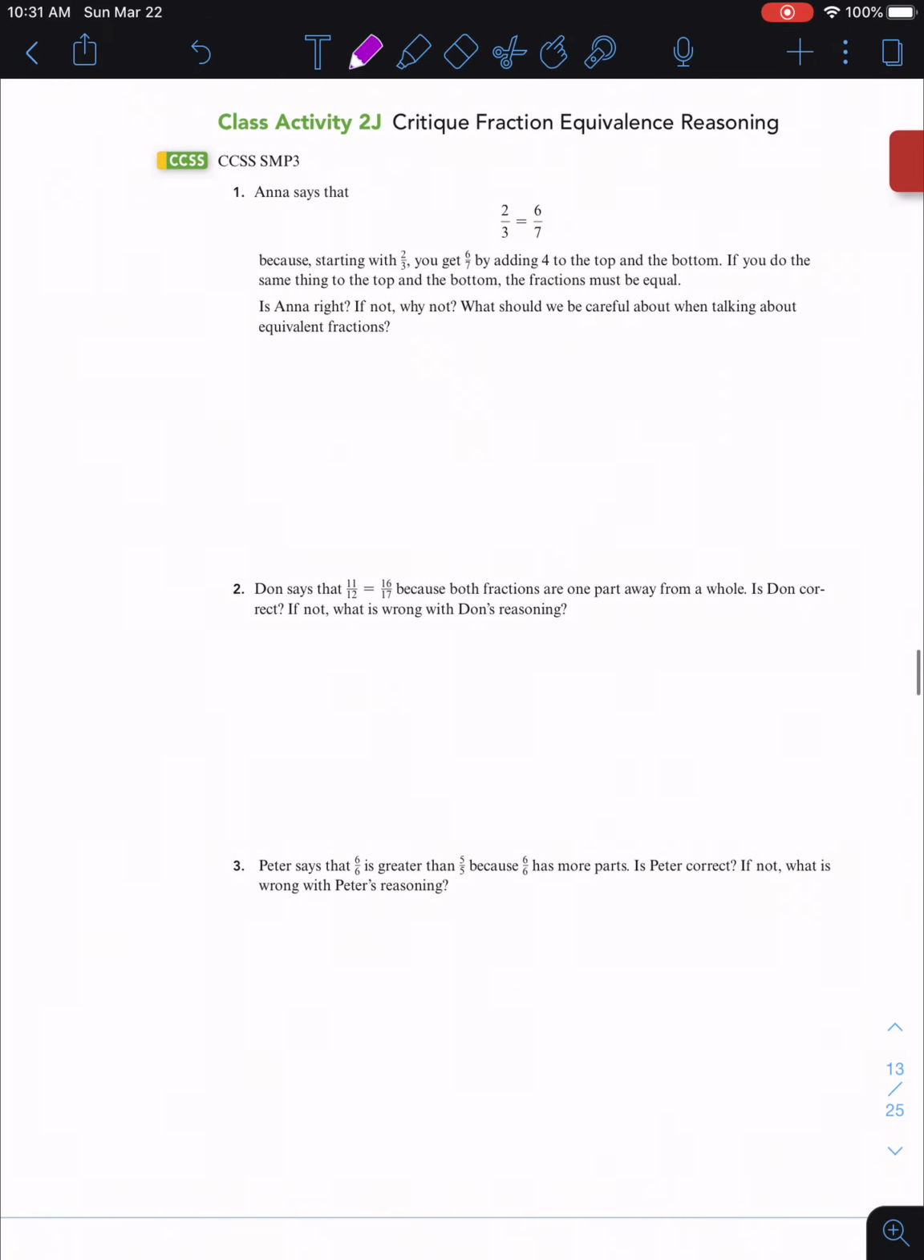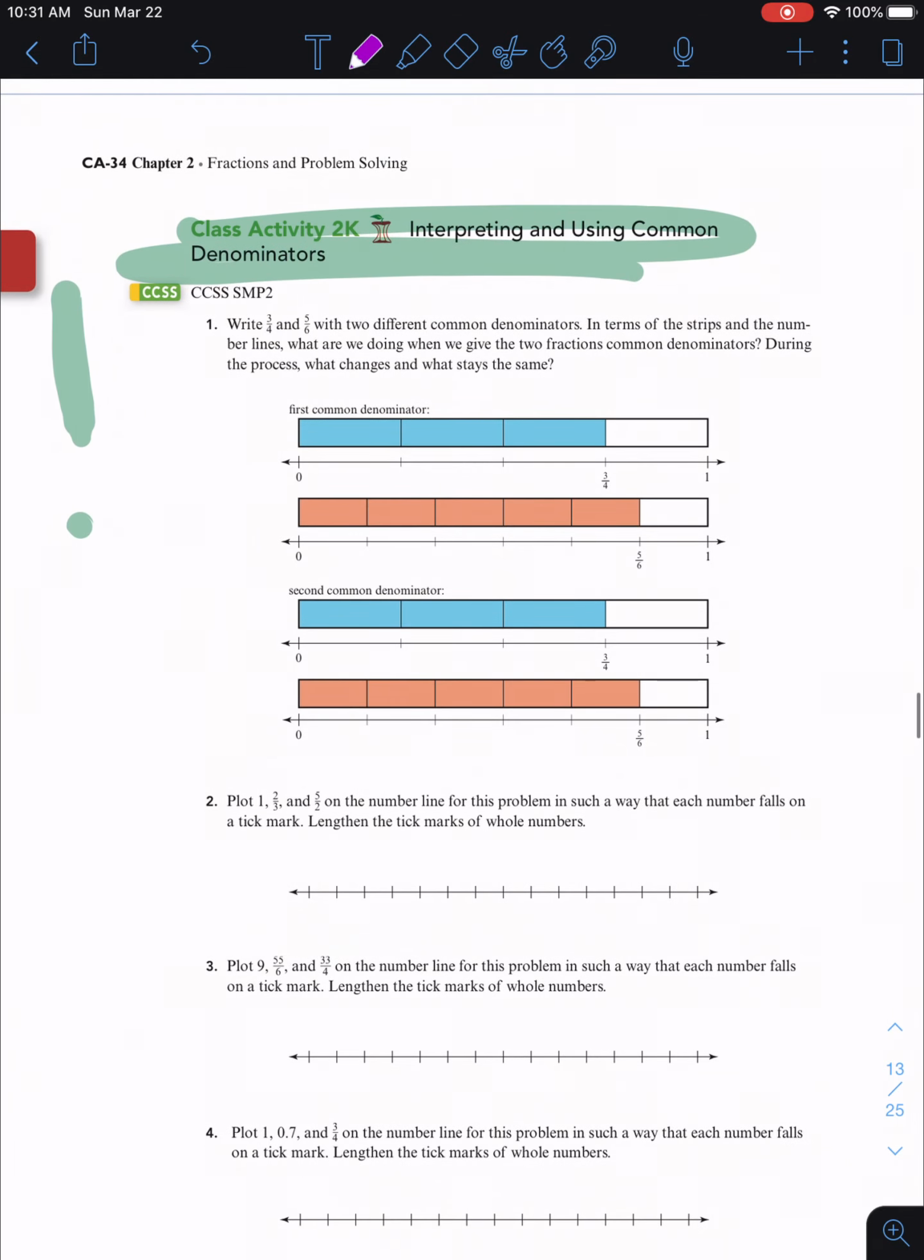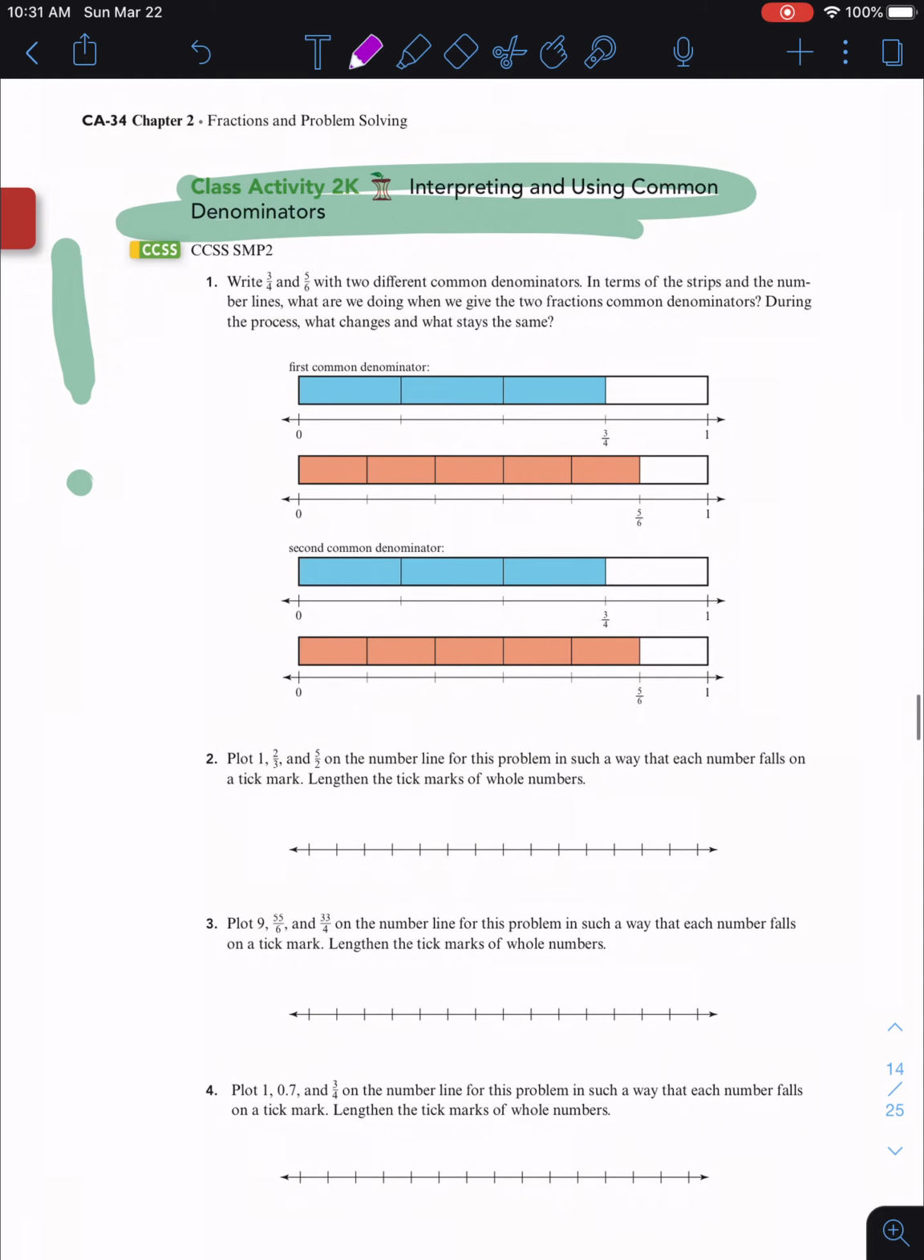All right, let's take a look. We're going to look through 2J. We're going to skip that. But here is our next activity about common denominators. So here we are. Now that we have looked at equivalent fractions, we can also see how we can make sense of common denominators. Common denominator is something that we throw around all the time, but students really don't understand what that means.